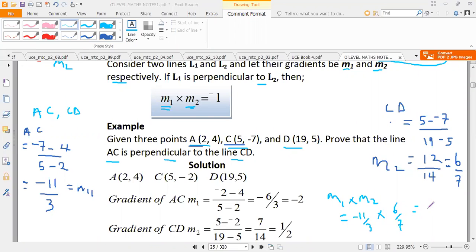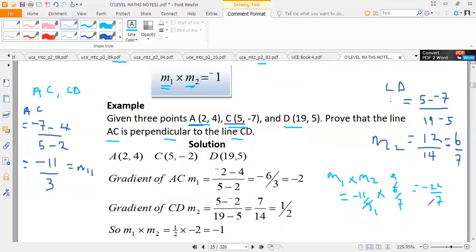When we multiply this, we end up with negative 11 times 6. First of all, we reduce this 3 with this 6, and we end up getting negative 22 out of 7 as our answer. If we put this in decimal form, it is around negative 3.14, which is not equivalent to negative 1.